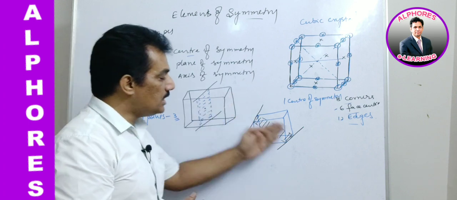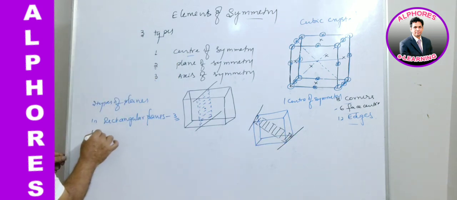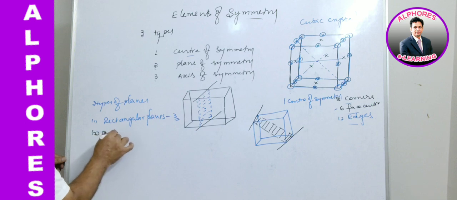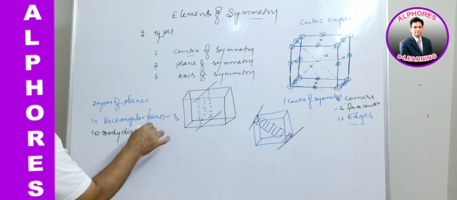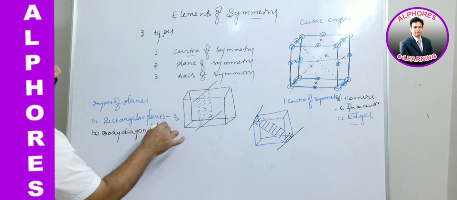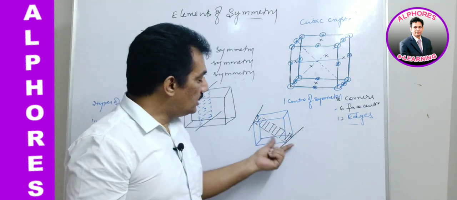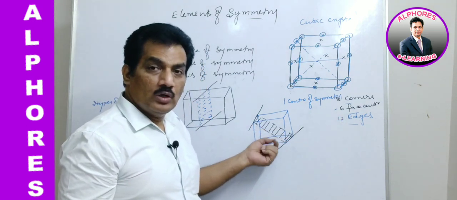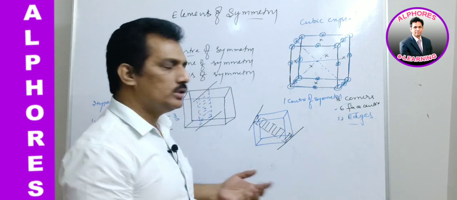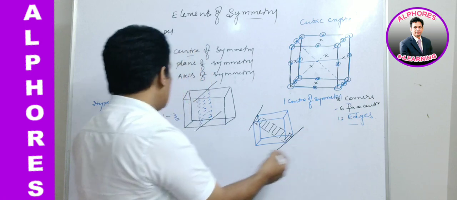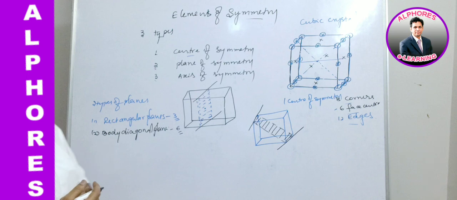When the plane passes through the body diagonal, it is the second type, the body diagonal plane. Can you guess how many body diagonal planes will appear in a cubic crystal? Just guess if you are imagining. Each body diagonal plane will involve two edges. Totally, how many edges are present for a cube? 12. So 12 by 2, 6 body diagonal planes will be present for a cubic crystal.